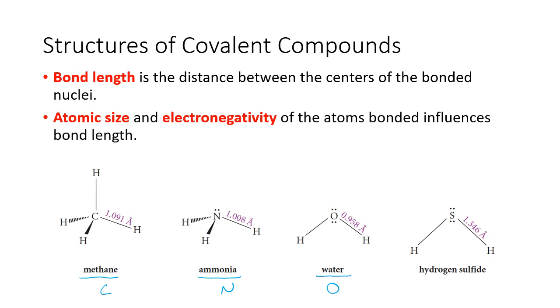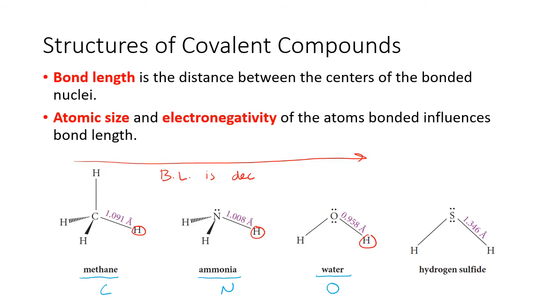Notice what's happening to the bond length between our hydrogen and the atom that's changing. So hydrogen remains the same, which allows us to compare the length here. So hydrogen to carbon, 1.09. Hydrogen to nitrogen, 1.00. Hydrogen to oxygen, 0.958. So as we go from carbon to nitrogen to oxygen, the bond length is decreasing. And why is it decreasing? What's happening as we go from left to right across the given period?